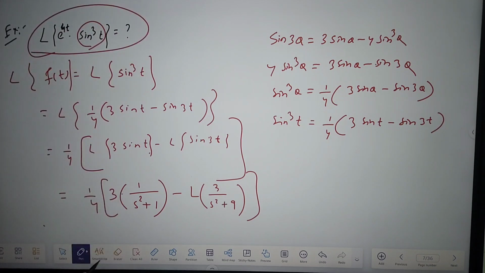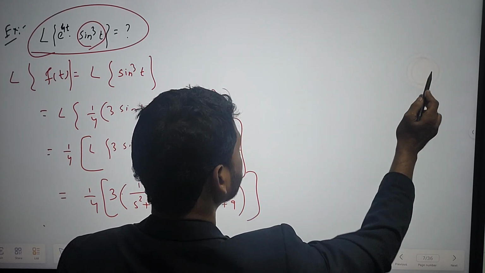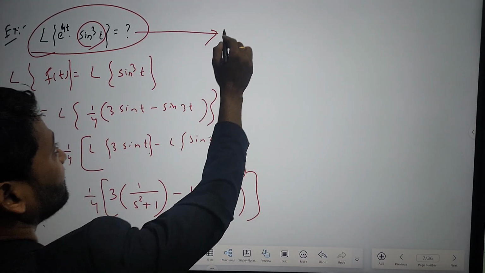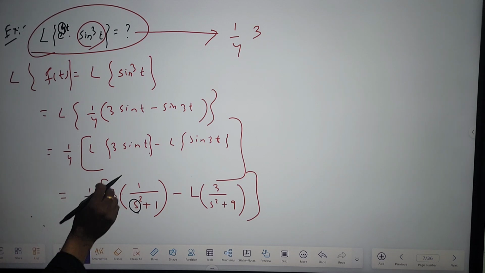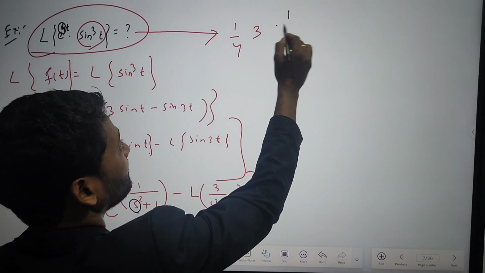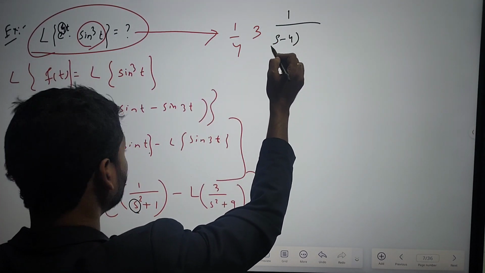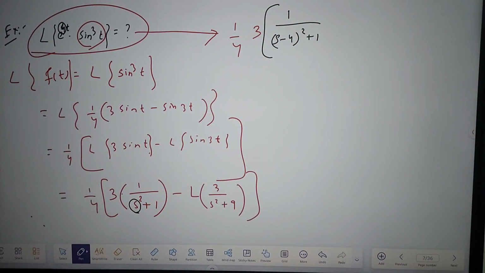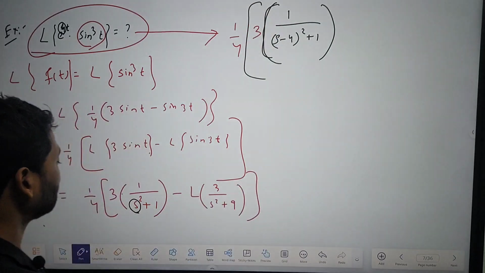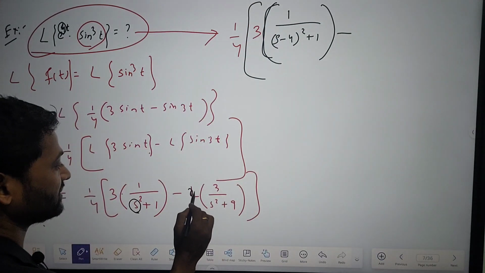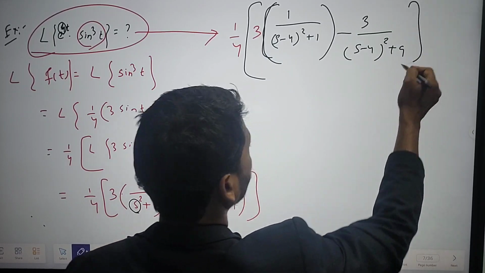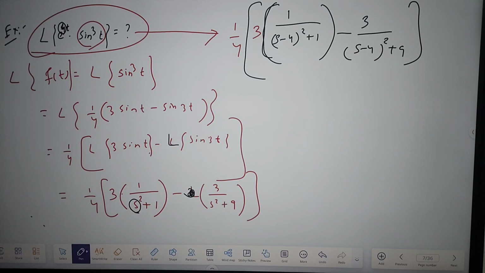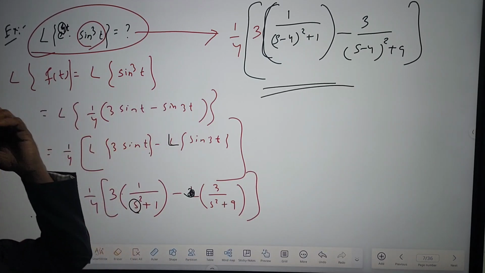But we will find out the Laplace of this function. So here your final answer is 1 by 4 times 3. You do one thing: in place of s you put s minus 4, as per the first shifting theorem, you replace s with s minus a. So your answer is 3 times 1 by, in place of s you put s minus 4, s minus 4 square plus 1. Put the bracket, this total bracket, minus. The Laplace is already done. Then 3 by s minus 4 whole square plus 9. See, it is done. Then you solve it, you simplify it and get the answer.